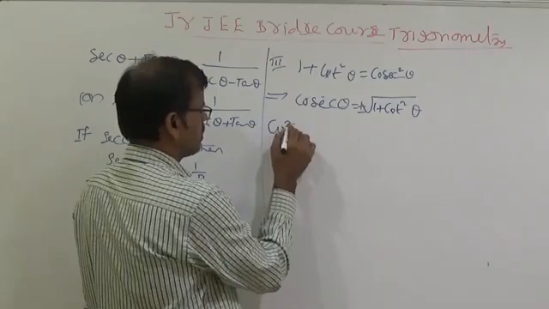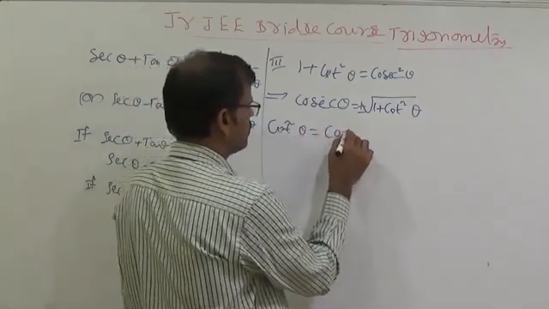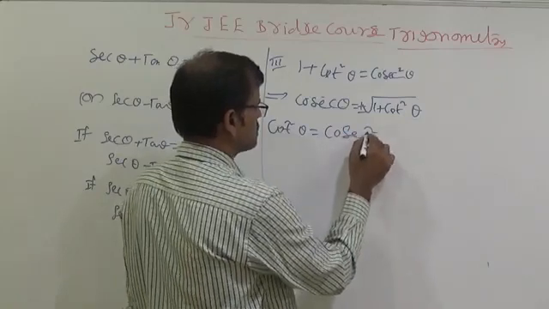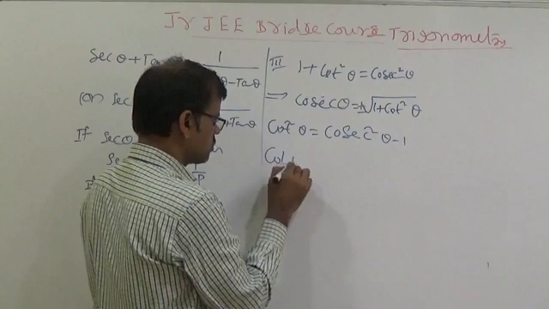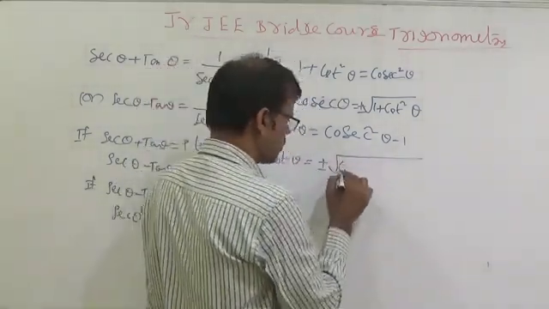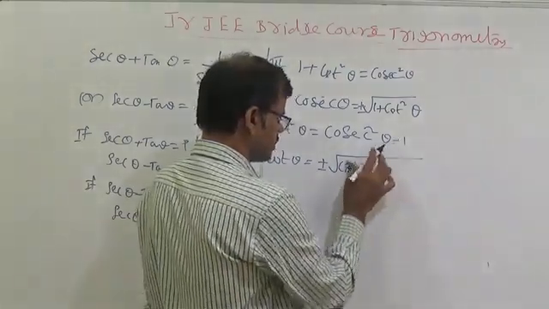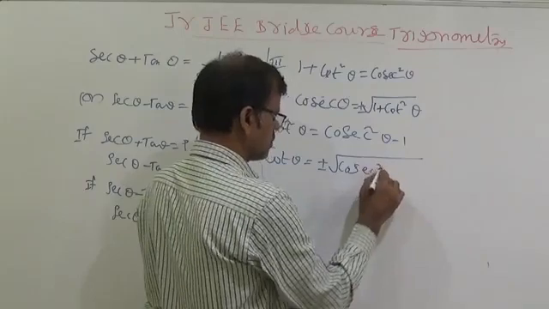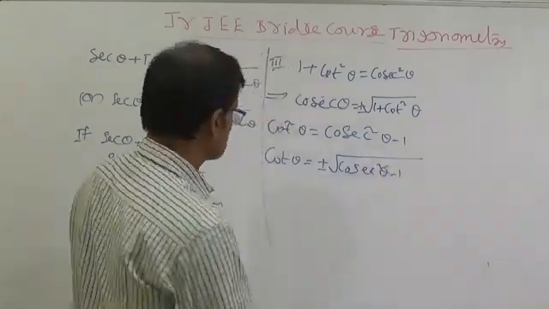And if we need cot square theta, cot square theta is equal to cosecant square theta minus 1. So cot theta is equal to plus or minus root of cosecant square theta minus 1.